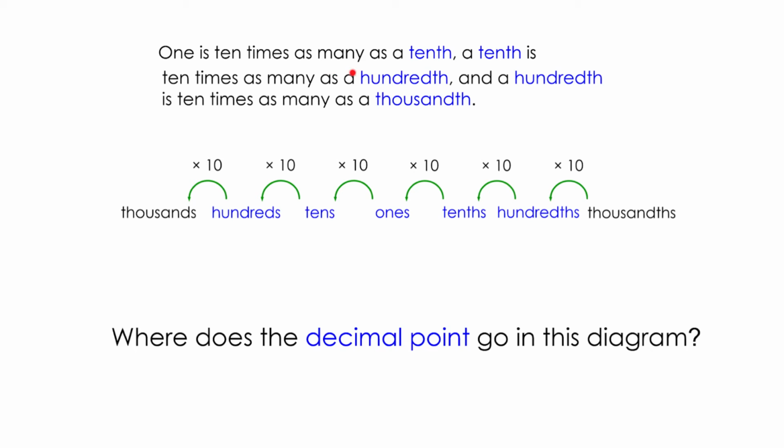1 is 10 times as many as a tenth. A tenth is 10 times as many as a hundredth. A hundredth is 10 times as many as a thousandth. This is the same pattern. So before we were only looking at these numbers over here. And now we're adding more. So basically in this unit, what we've been looking at is thousands and thousandths.